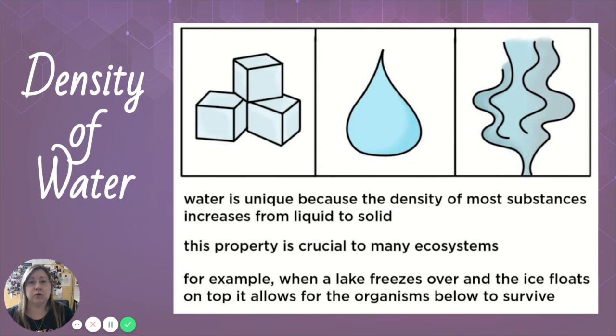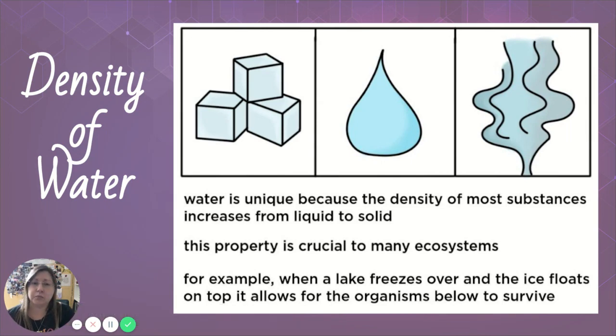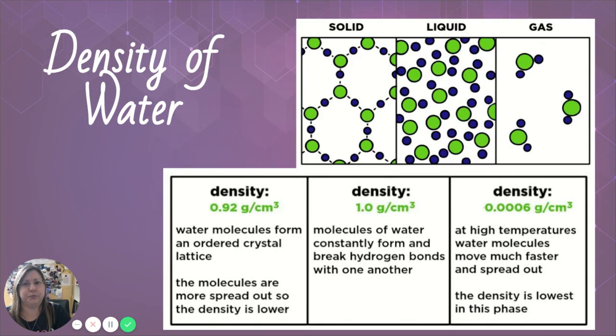So it's really important to us as a biosphere and ecosystem that water acts conversely to a lot of other substances. And in water, when water freezes, when it goes from a liquid to a solid, it becomes less dense, which is also another property that allows ice cubes to float in water.